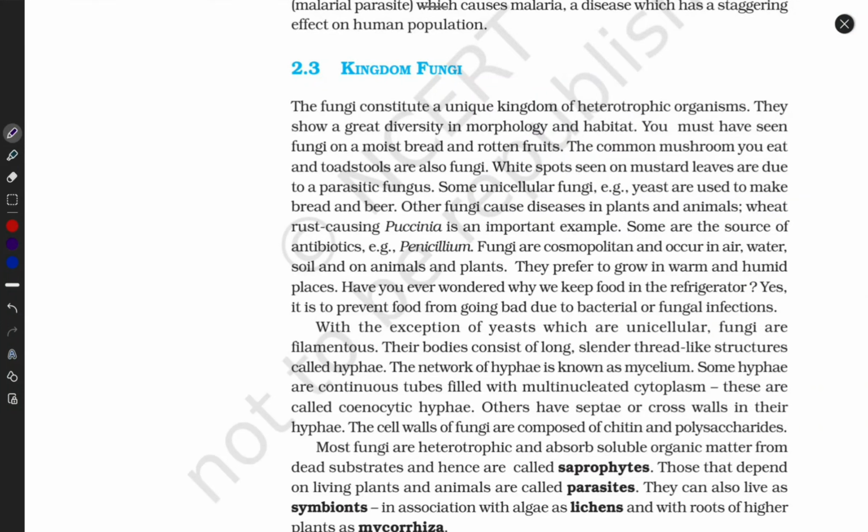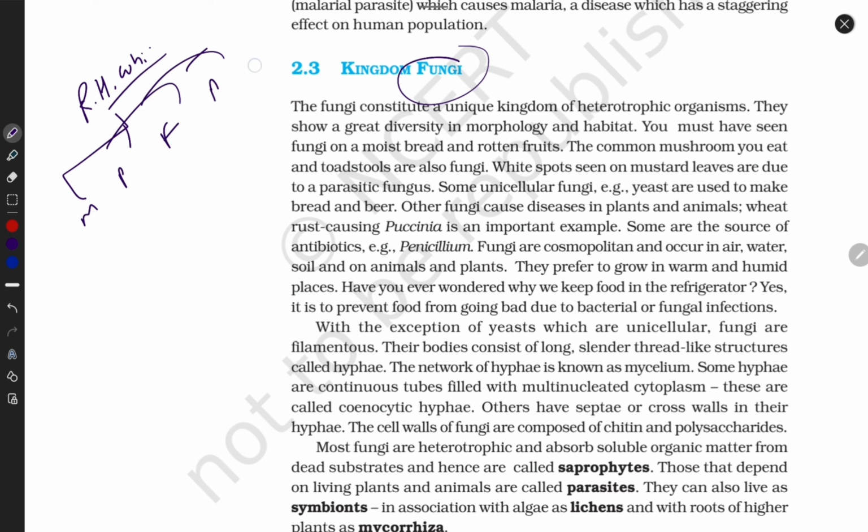Let's start with our next kingdom, which is fungi. In the previous lecture we discussed R.H. Whittaker's five kingdoms: Monera, Protista, fungi, Plantae and Animalia. Monera and Protista I already explained, and now let's talk about fungi. Let's discuss their properties one by one.